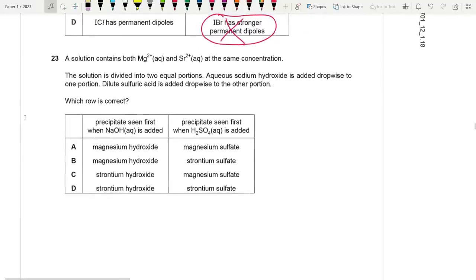A solution contains both magnesium 2 plus and Sr2 plus at the same concentration. The solution is divided into two equal portions. Aqueous sodium hydroxide is added dropwise to one portion and dilute sulfuric acid is added dropwise to the other portion. Which row is correct? Precipitate seen first when NaOH is added. Okay, so hear me out. You guys got to understand that magnesium sulfate is actually soluble, so it can't be the answer. It has to be strontium sulfate. Next, on the other hand, barium hydroxide and strontium hydroxide are soluble, and magnesium hydroxide is insoluble. It's a precipitate. So 23 is B. That is the logic. Okay.